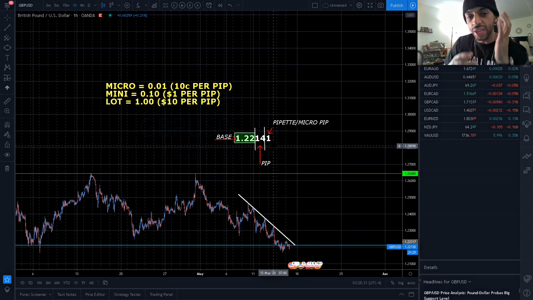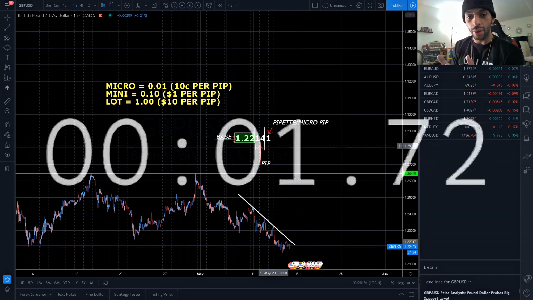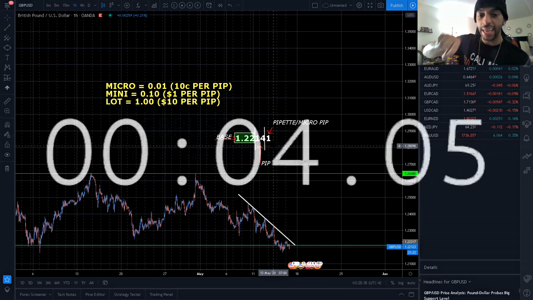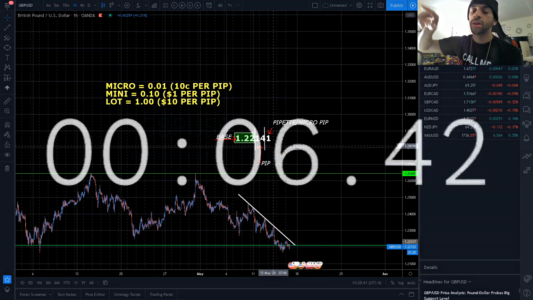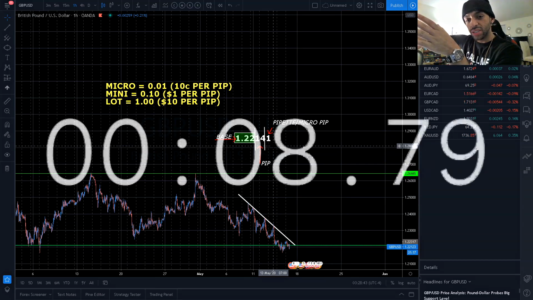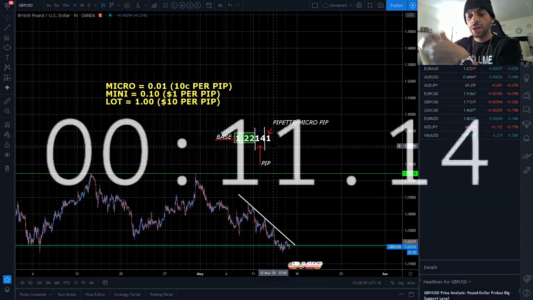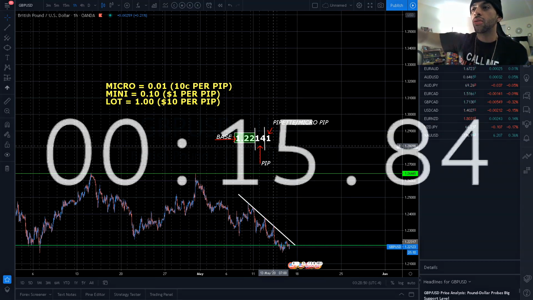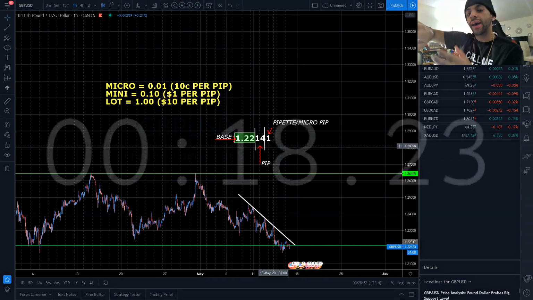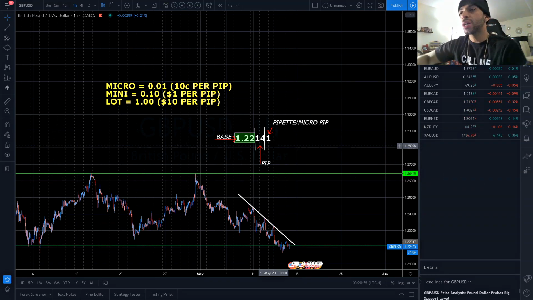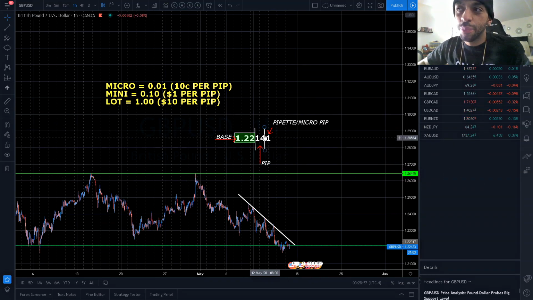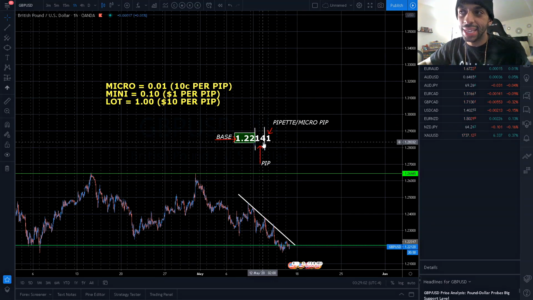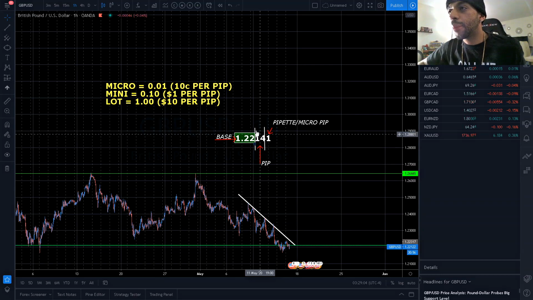But just like the example I used before of a stopwatch: when you click the button on the stopwatch, you see the seconds go up, 1, 2, 3. But behind those seconds, you see the fast little microseconds going brrr, 1, brrr, 2. Those are essentially what the pips and the micro pips, the pipettes, are. So when we're trading in Forex, the pip is typically the second to last digit to the right of the decimal in a currency pair.